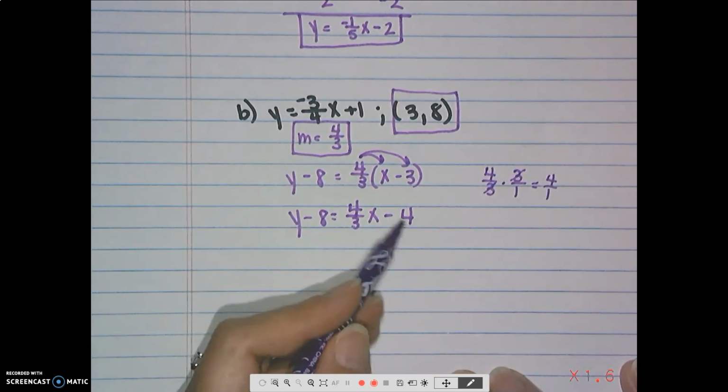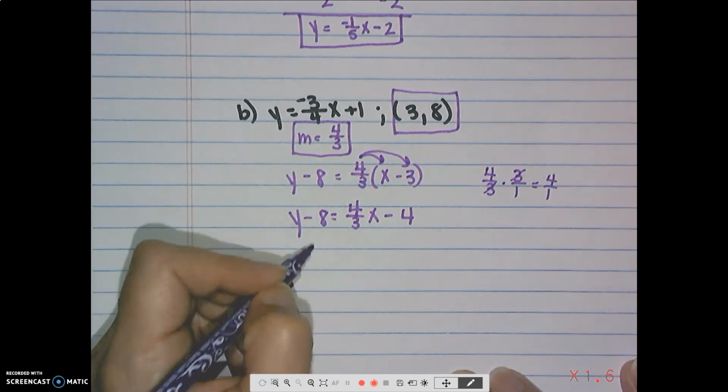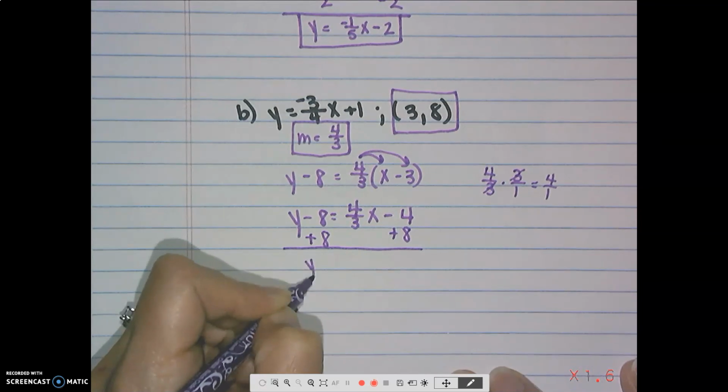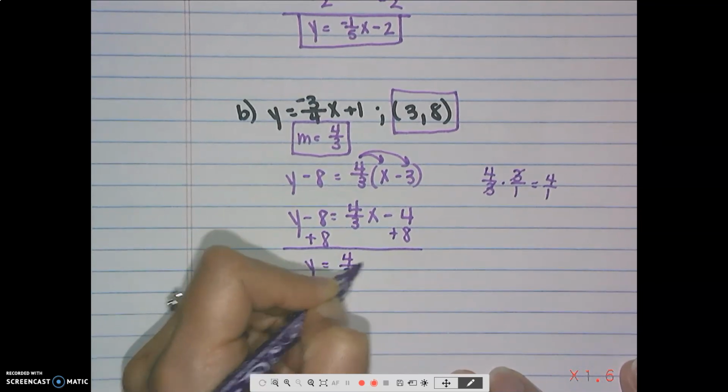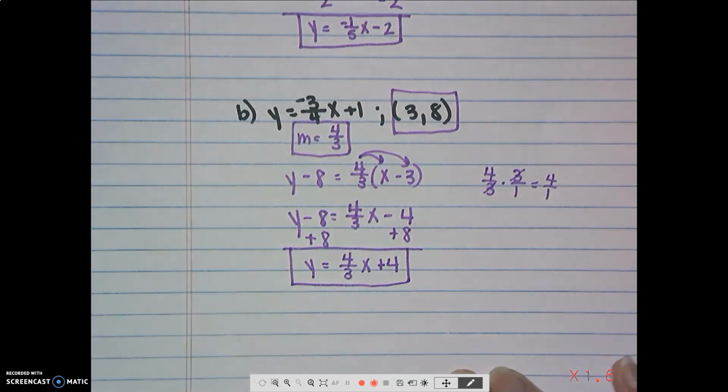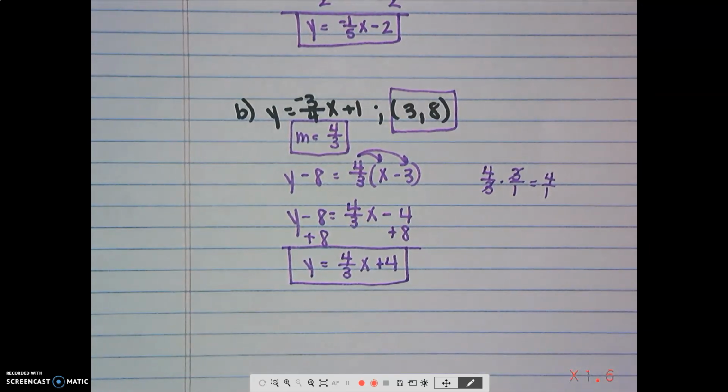Okay. And then we're going to add 8 to both sides to get y equals 4/3 x plus 4 as our final answer. So parallel lines are the same slope. Perpendicular lines have opposite reciprocal slopes. And that's it.